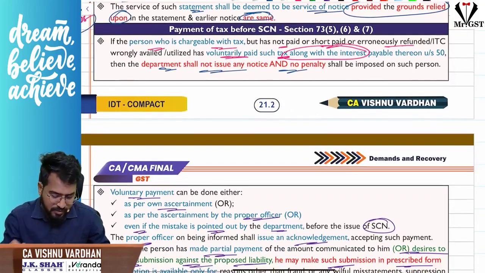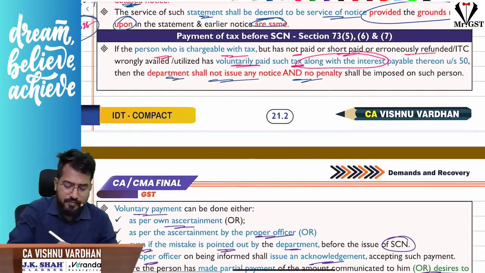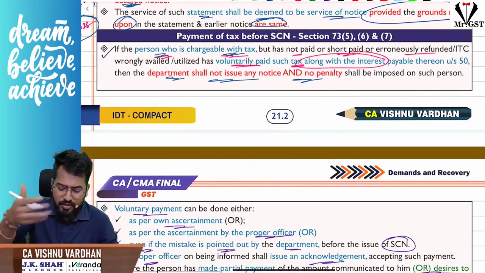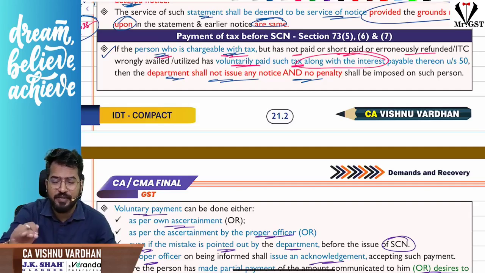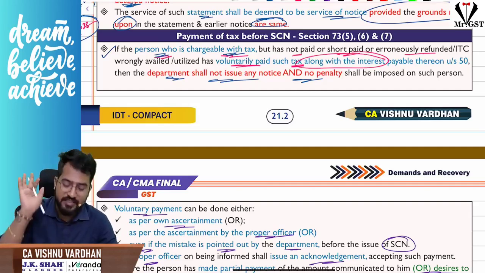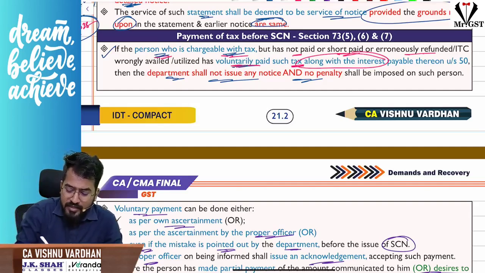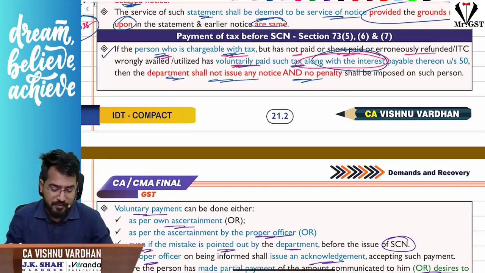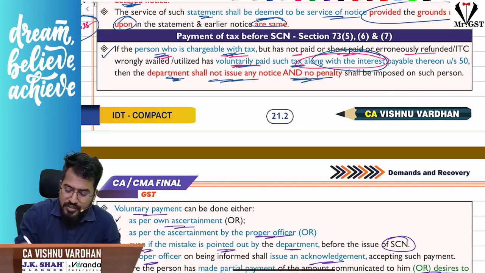Here the interesting part is, in section 73 cases, if the person chargeable with tax, who has not paid or short paid, voluntarily comes and pays the tax along with the interest under section 50, then the department shall not issue any notice, and no penalty also.